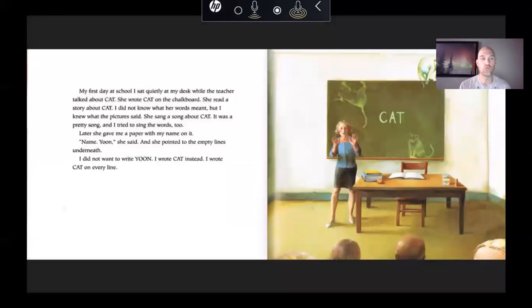My first day at school, I sat quietly at my desk while the teacher talked about cat. She wrote cat, C-A-T, on the chalkboard. She read a story about cat. I did not know what her words meant, but I knew what the picture said. She sang a song about cat. It was a pretty song, and I tried to sing the words too. Later, she gave me a paper with my name on it. "Name, Yoon," she said, and she pointed to the empty lines underneath. I did not want to write Yoon. I wrote cat instead. C-A-T, on every line.